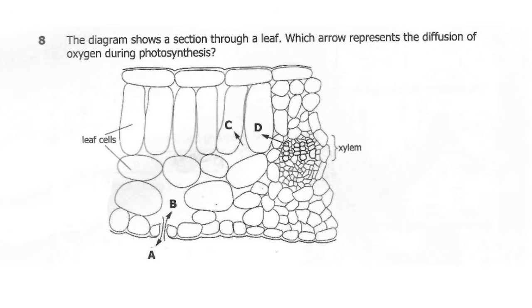Question 8. The diagram shows a section through a leaf. Which arrow represents the diffusion of oxygen during photosynthesis? Is it A, B, C, or D? Drop your answer in the comment section.